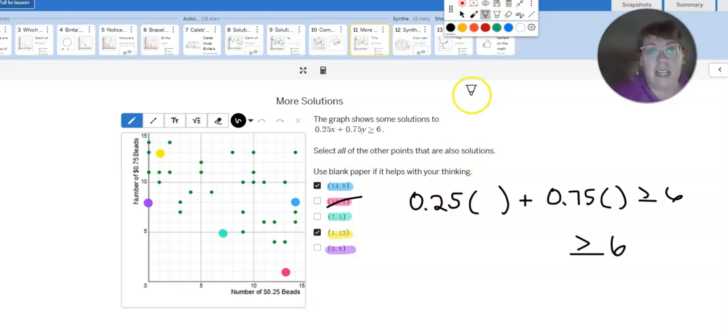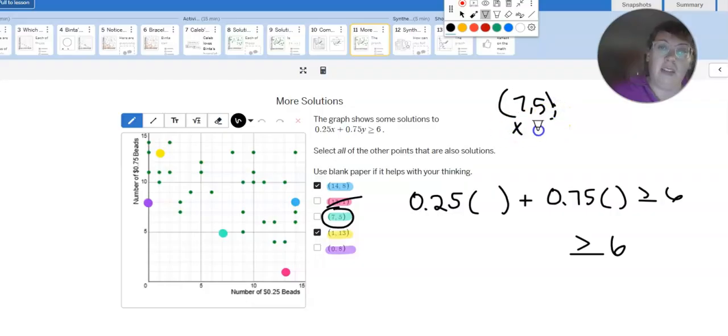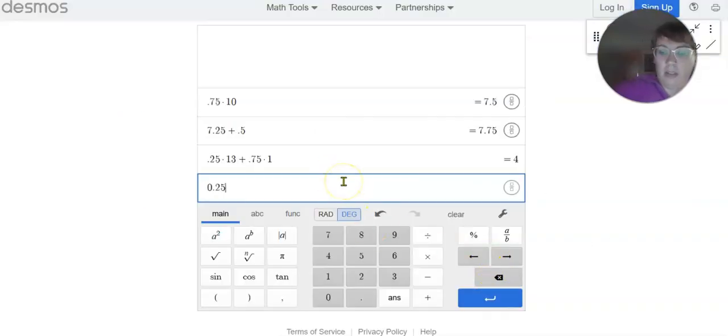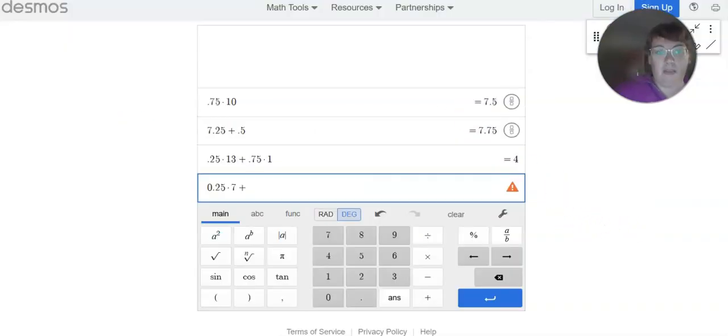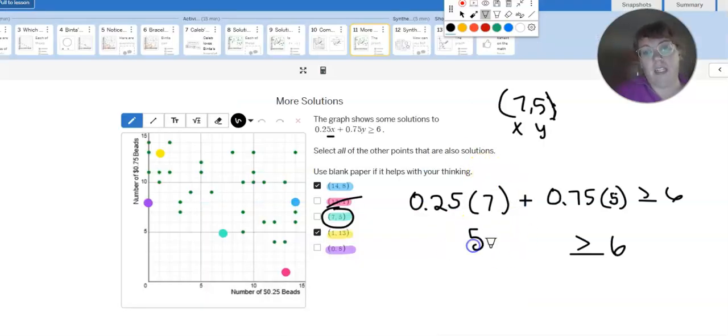We're going to take a look at this next point, which is 7 comma 5. X is 7, y is 5, so we're plugging in our 7 for x and our 5 for y. When we go to the calculator, we have 0.25 times 7 plus 0.75 times 5, which gets us $5.50, which is not greater than or equal to 6, so that will not work.